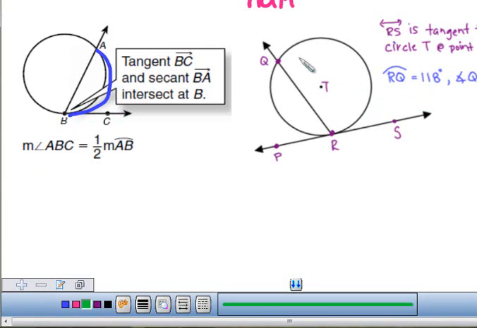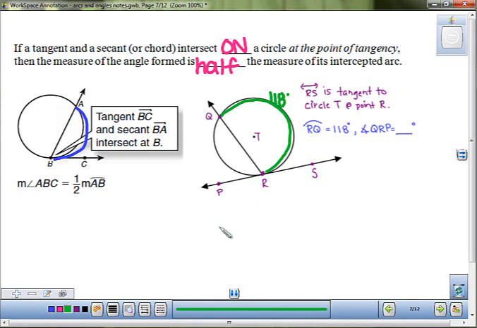If you have RQ, the arc, as 118, what is the measure of angle QRP, which is on this side? So it's going to be a two-step process. More than one way to do it. I'll show you one way. 118 is the arc. The angle will be half of the arc. So we take half of the arc. So half of 118, or you can just say 118 divided by 2, same thing, is 59. So this angle is 59 degrees.